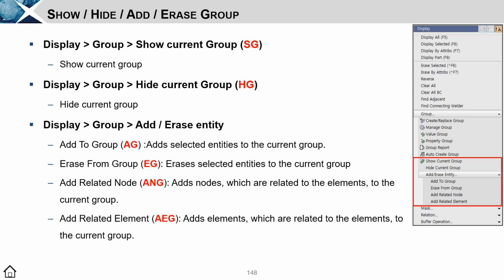With the Show Hide Current Group command, you can hide the current group on the screen. You can also add or remove entities to the current group using the command shown on the screen.